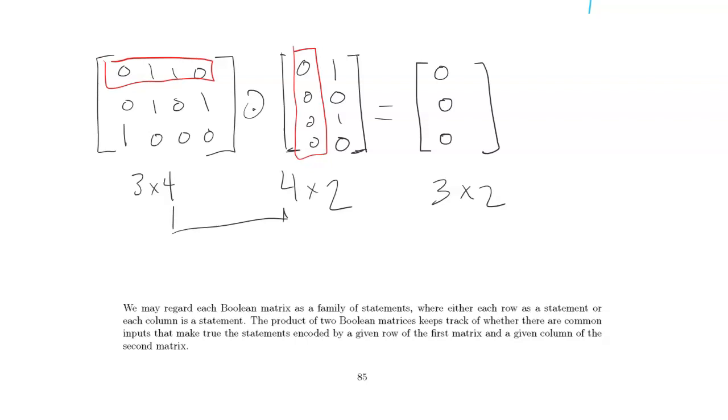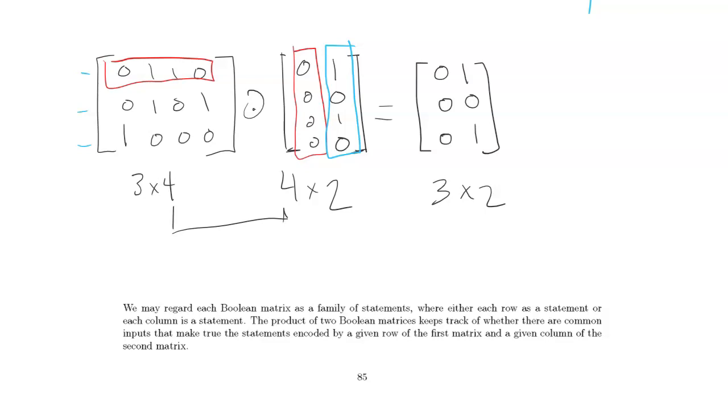All right, next, I'm going to take the first, second, and third rows of my left-hand matrix and match them up against the second column of my right-hand matrix. Notice that the first row and the second column share a 1 in the third position, so I'm going to put a 1 right here. The second row and the second column don't share anything, so I'm going to put a 0 right here. And the third row and the second column share a 1 in the first position, so I'm going to put a 1 right here. So the matrix 0, 1, 0, 0, 0, 1 is the Boolean product of these two matrices.